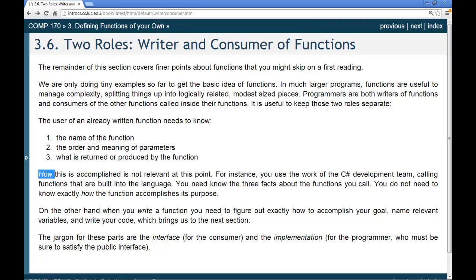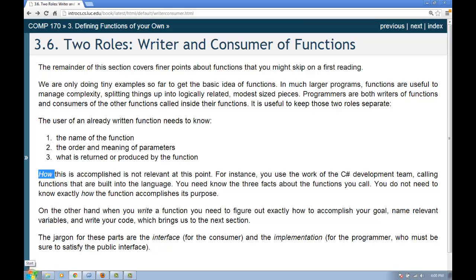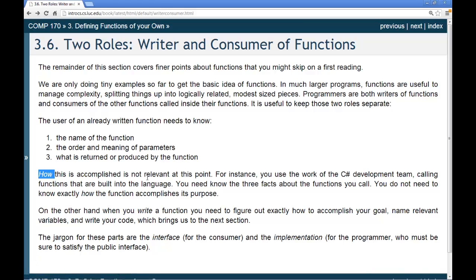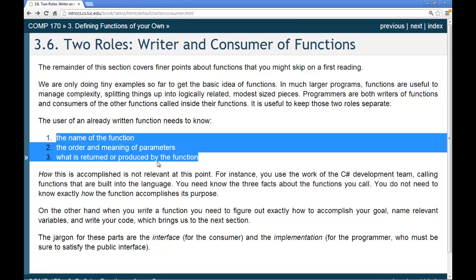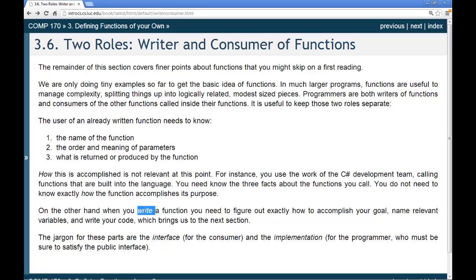For instance, you don't know exactly how the C# development team actually wrote all the functions that are built into the language. You are just learning these three facts, really, about the functions that you use. That's what you need. Of course, if you write a function, you need to figure out exactly what's going on, all the relevant variables, and that brings us to the next section in a moment.